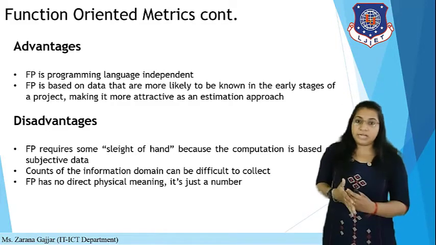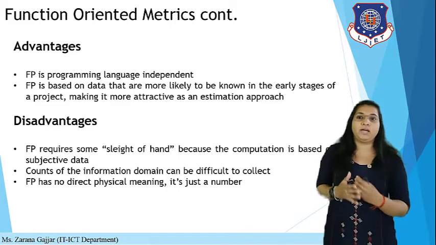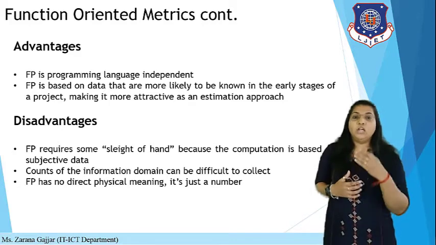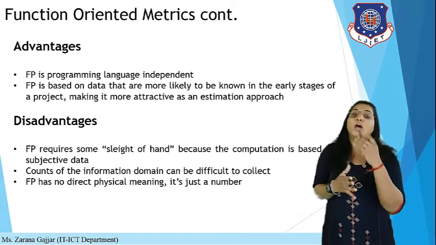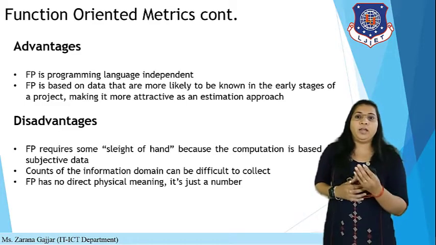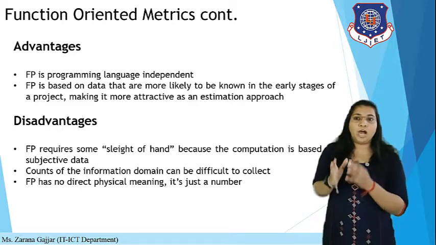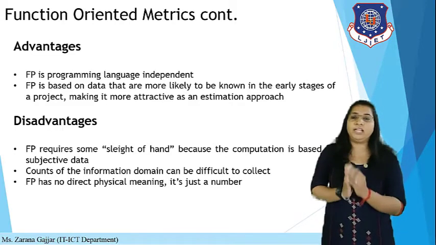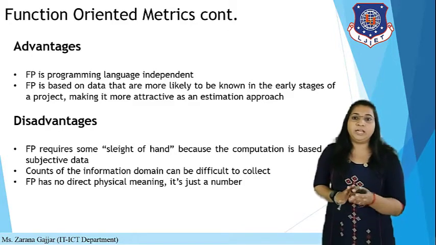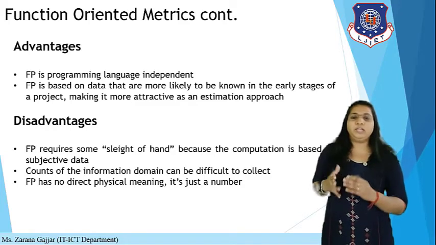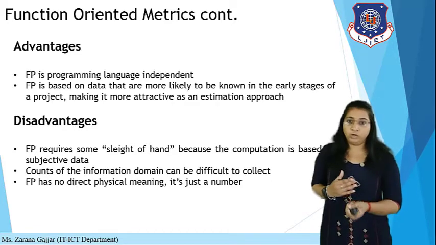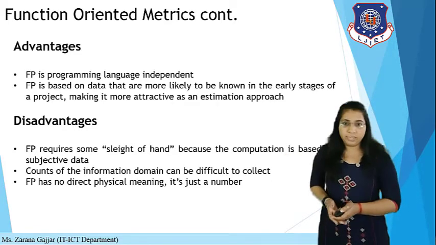And there are some disadvantages also. Function point requires some sleight of hand because the computation is based on subjective data. Based on that you are calculating the costing. Then the counts of the information domain can be difficult to collect. The counts of the information domain you are calculating are very difficult to assume, and FP has no direct physical meaning, it is just a number. It doesn't have any physical meaning, it's just a simple integer value. So these are the advantages and disadvantages.